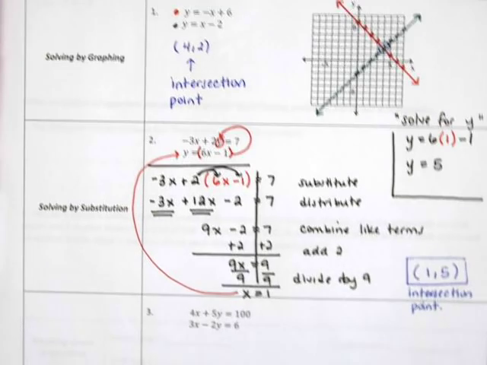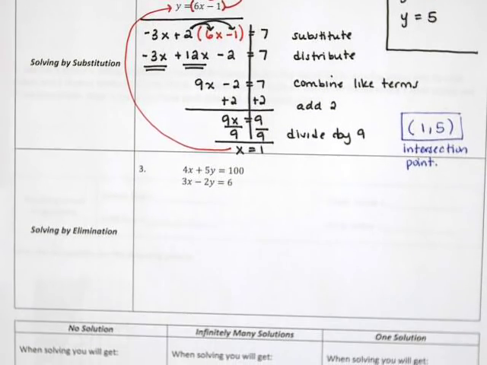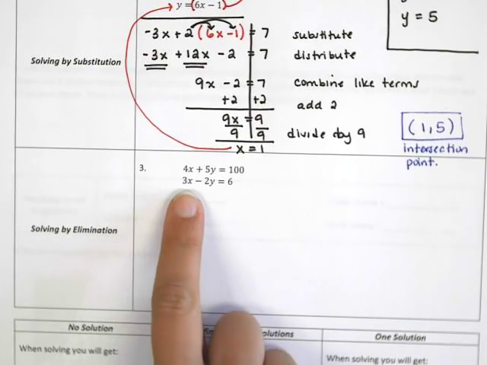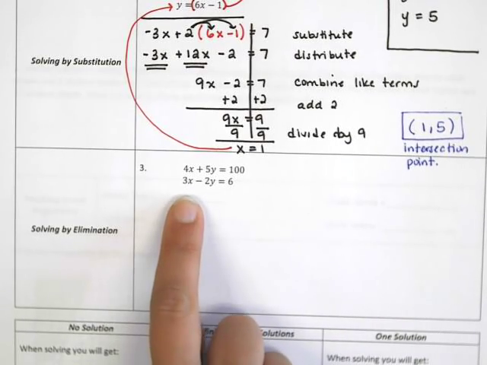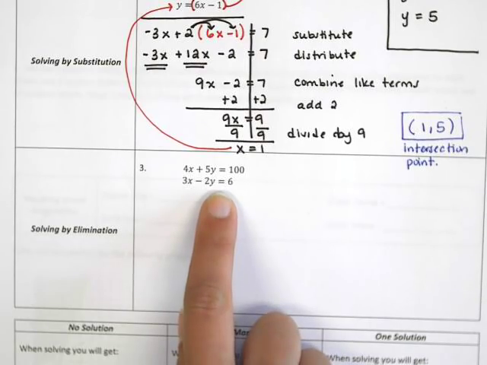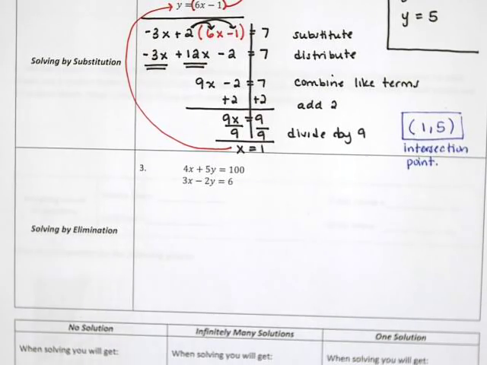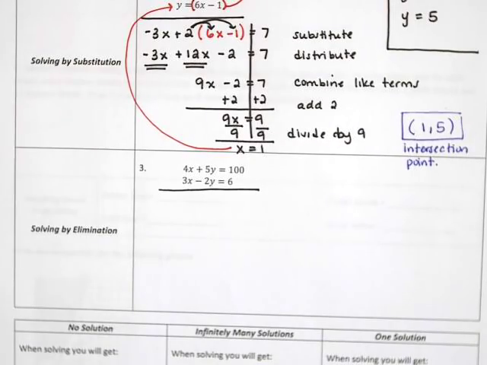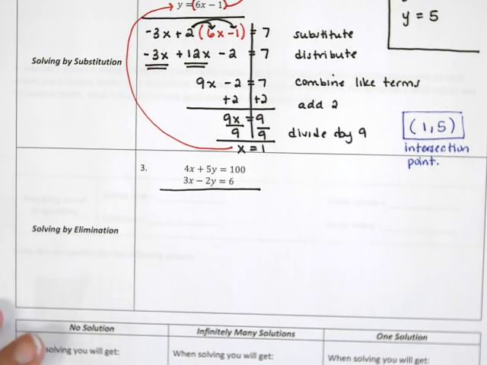Finally, the third solution method that we learned was called elimination. We said elimination works best when everything is lined up, so the x's are on top of each other, the y's are on top of each other, the equals are on top of each other, and the numbers are on top of each other. The goal for elimination is to make one of the variables cancel. In order to do that, I need them to have the same number but opposite signs. In this problem, I'm going to try to make the x's have the same number but opposite signs.